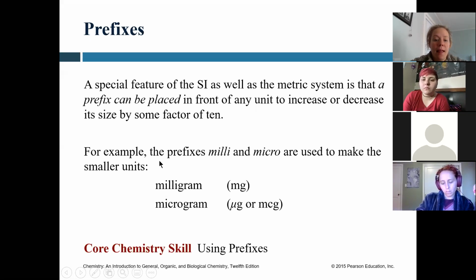But in something like gram, for instance, if I want to make a smaller unit, I can add something like a milli, and we have a milligram, which is smaller than a gram, specifically by a thousandth. We can even go tinier than that. We could do a microgram.